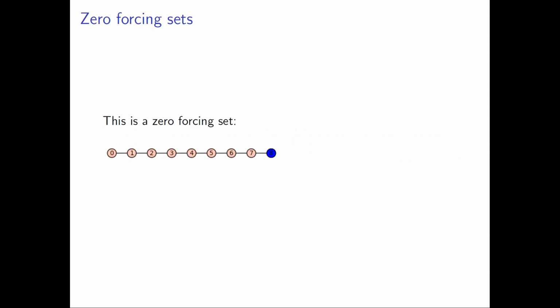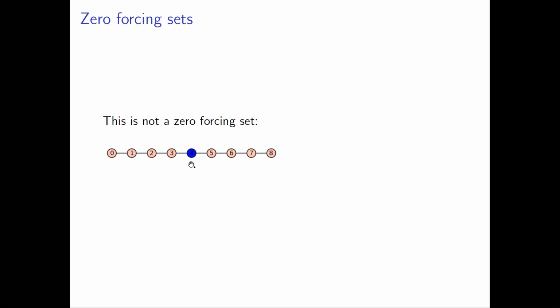For example, for a path, a zero forcing set would just be an endpoint. There will also be many other zero forcing sets of this path, but if we want the smallest zero forcing set, we're going to have to choose an endpoint, either this one on the right or that one on the left.